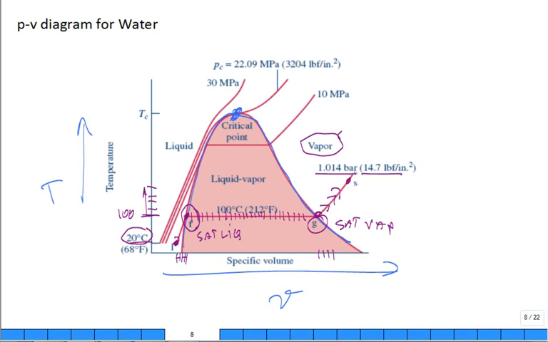Is this a line of constant pressure? This whole line of constant pressure? That's right. That's a line of constant pressure. And the easiest one to understand is the pressure we have a lot of experience with, and that's atmospheric pressure.